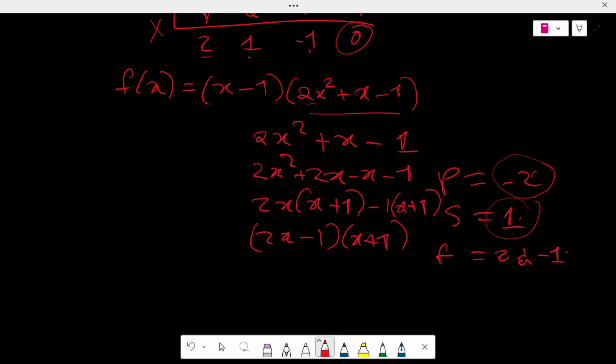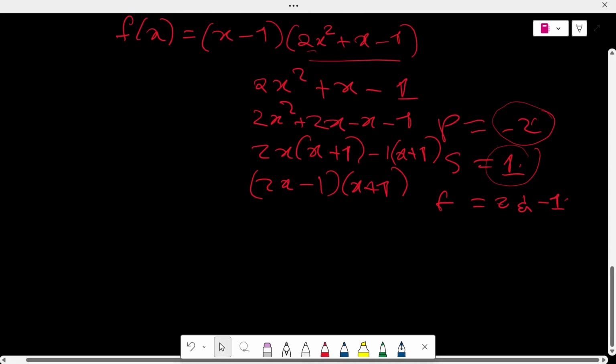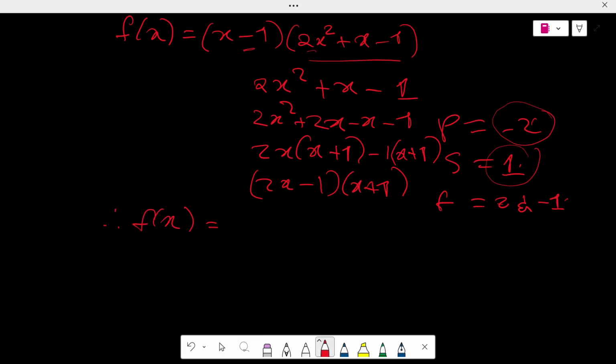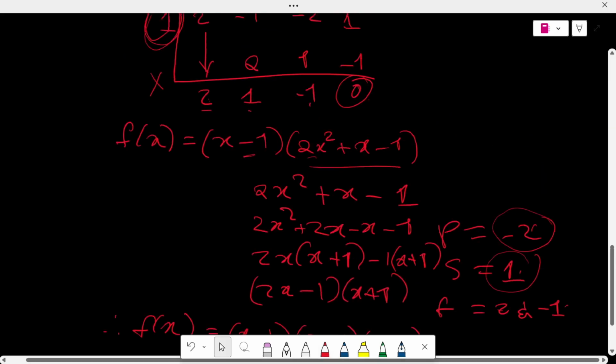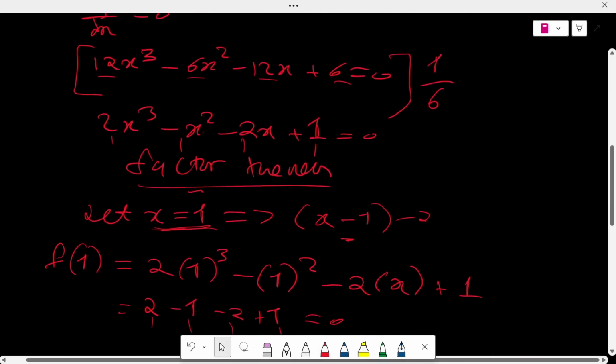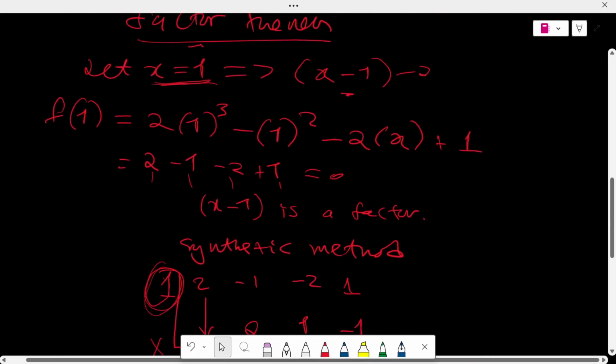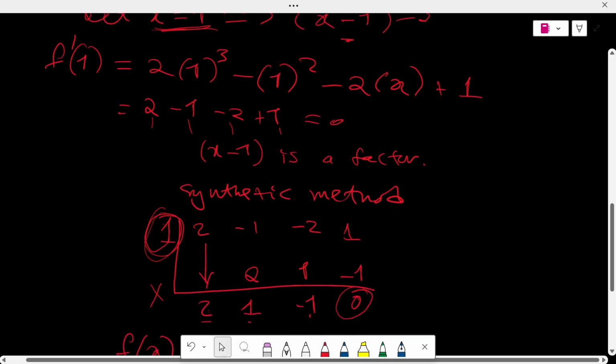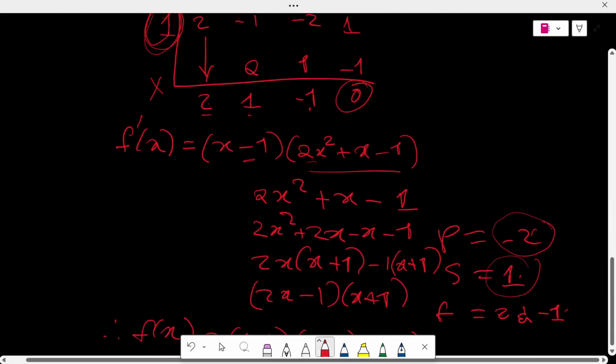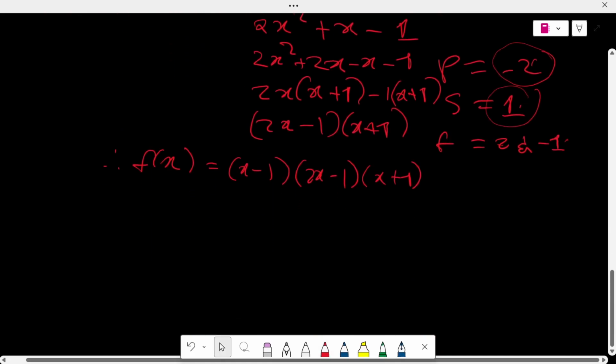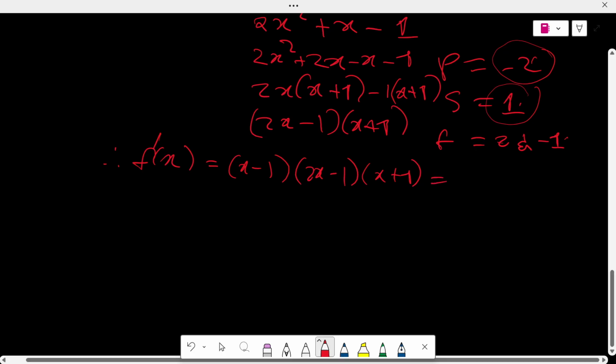So we have something like this now. Remember we already have x minus 1, therefore f of x is equal to x minus 1, then 2x minus 1, and then we have x plus 1. Wait, this isn't f of x, this is f prime, which means the derivative of a function. So that we said it should be 0.